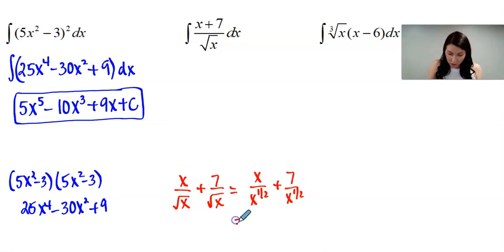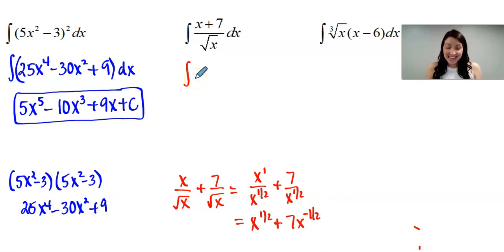From there, for the first one, I'm going to simplify this fraction by subtracting exponents. That would simplify to x to the 1/2. And I can rewrite the second fraction as 7x to the negative 1/2. All right, so I've now rewritten the integral. So I want to find the indefinite integral of x to the 1/2 plus 7x to the negative 1/2 dx.